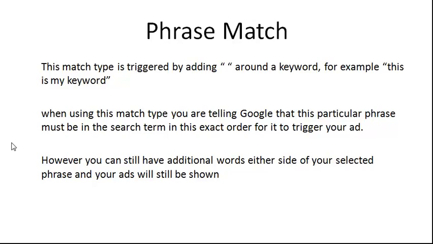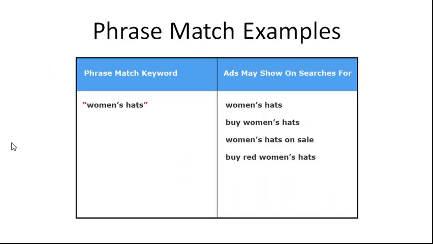So, for example, as you can see on the screen here, I've just written, "This is my keyword," with inverted commas around it. So when we use this match type and surround the phrase with inverted commas, we're telling Google that this phrase must be in the search term in this exact order for it to trigger your ads. With that said, you can still have additional words in the search phrase, but they can only come before or after this search term.